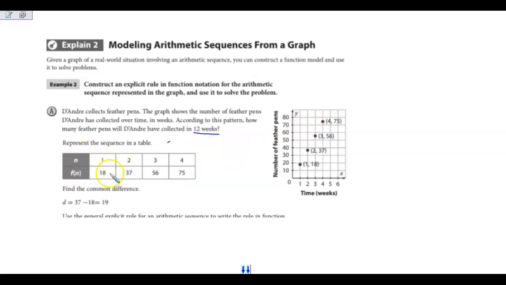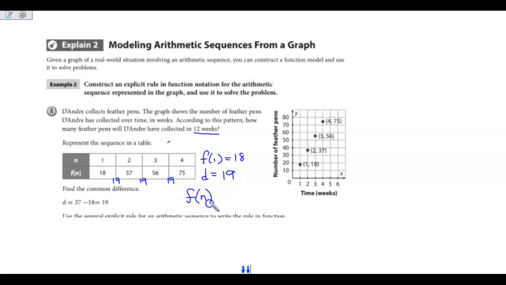And so we see here in our table, we have 1, 2, 3, and 4 weeks, and these are the same points that they have plotted in this graph. The first thing we need to do is find our first term, identify it. Our first term is 18. Now we need to find our common difference. 37 minus 18 is 19. And if I take 56 minus 37, I'll get 19. And 75 minus 56 is 19. So my common difference is 19.